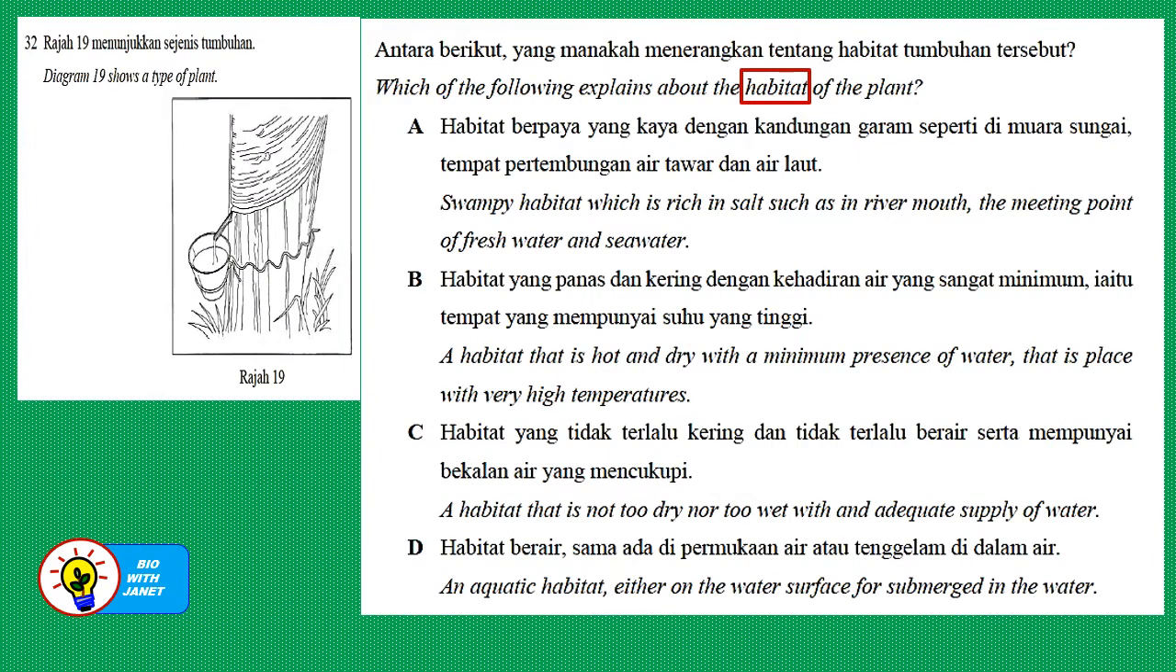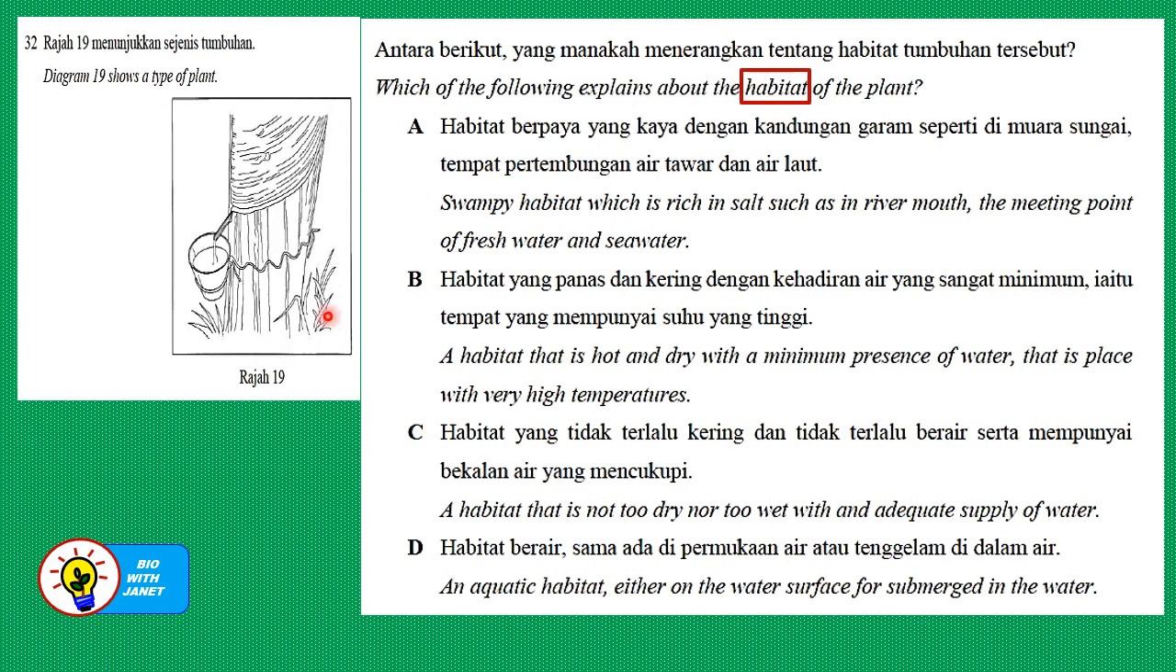Question 32. The diagram, diagram 19, shows a type of plant. Which of the following explains the habitat of the plant? A. Swampy habitat which is rich in salt, such as in a river mouth, the meeting point of fresh water and seawater. B. A habitat that's hot and dry with minimum presence of water, that is placed with high temperatures. C. A habitat that's not too dry or too wet with an adequate supply of water. And D. An aquatic habitat either on the water surface or submerged in water, right?